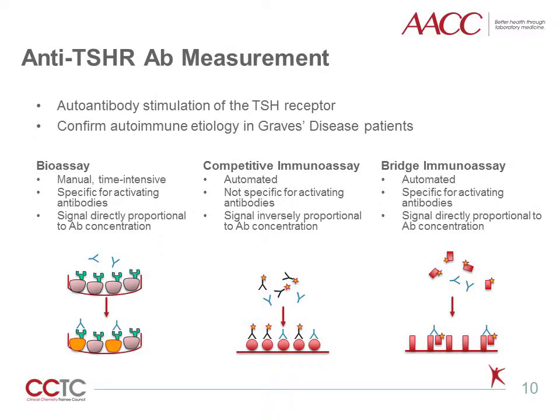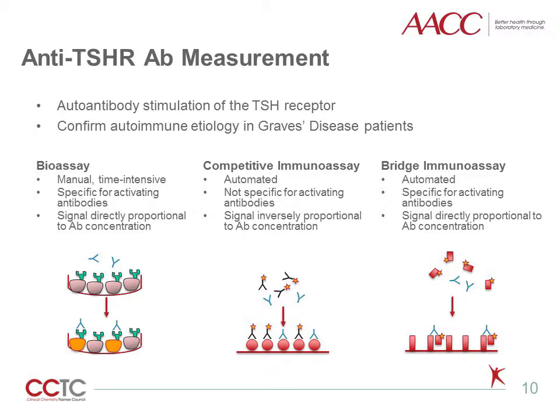Once a diagnosis of hyperthyroidism or hypothyroidism is established following TSH and free T4 measurement, autoantibody measurement is frequently performed to confirm an autoimmune cause of disease. Autoantibodies that stimulate the TSH receptor are frequently found in patients with Graves' disease and can be detected using several different assay formats. In the bioassay format, patient sample is added to Chinese hamster ovary cells engineered to express the TSH receptor and a cyclic AMP luciferase reporter.